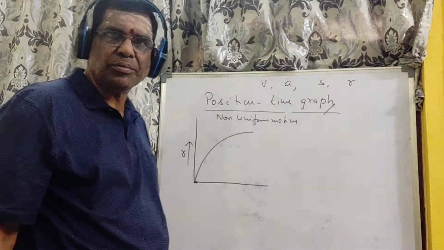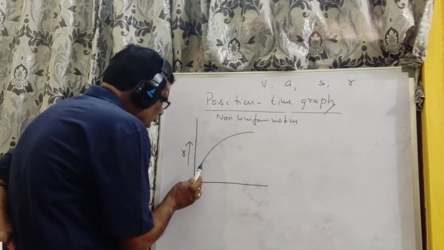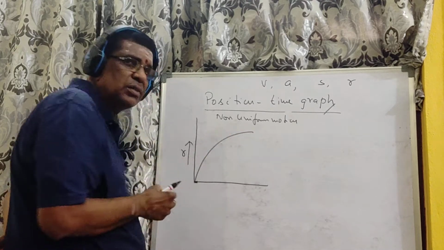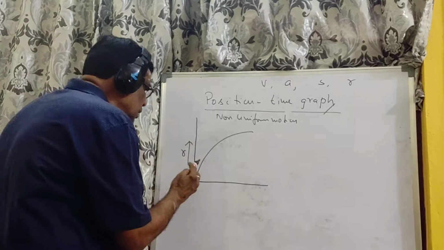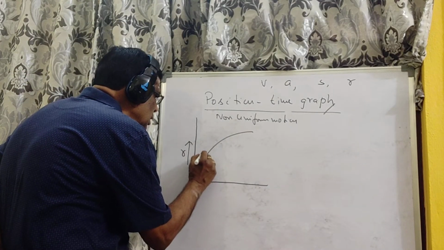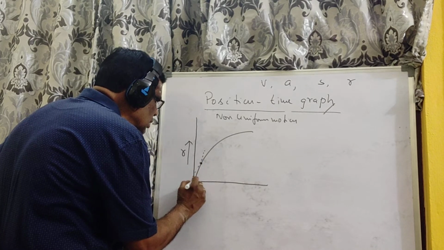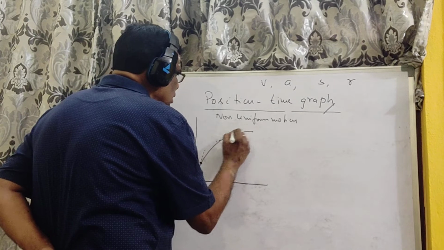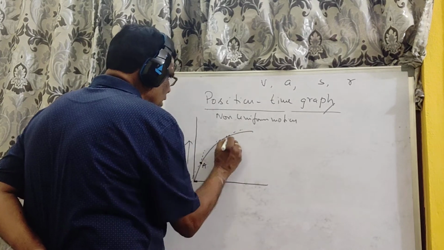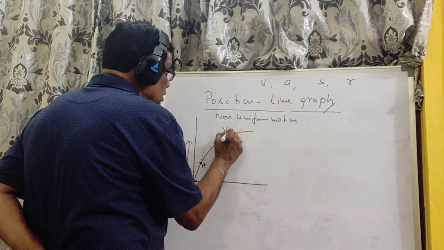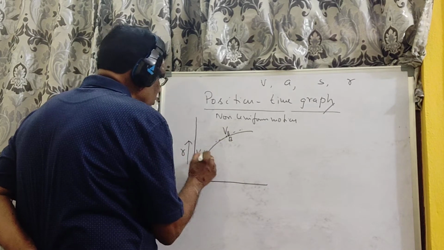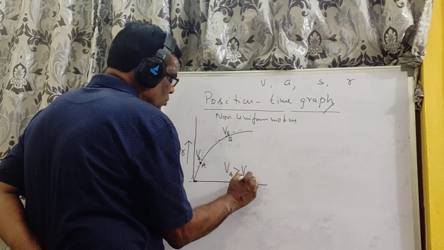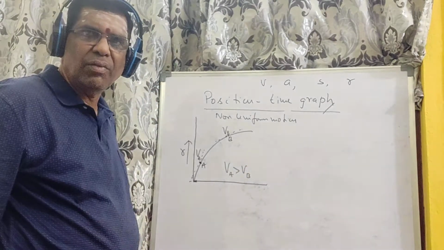Look at this case. Again, positive velocity. Only difference is the velocity is more here and the velocity is less here. A, B. This is VB, this is VA, and the answer, if you see, VA is greater than VB.